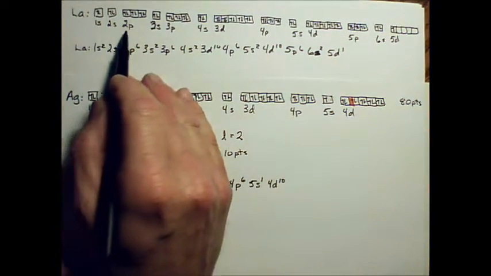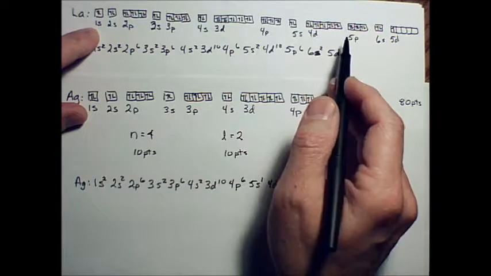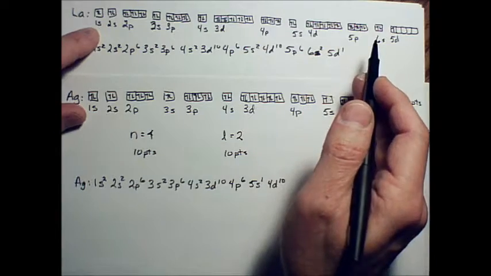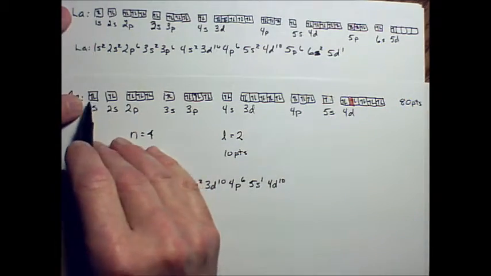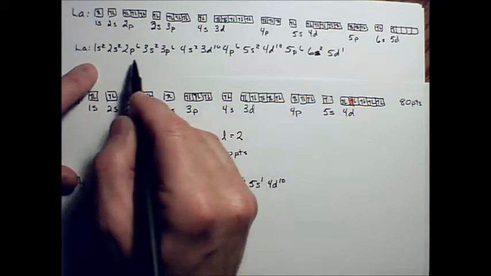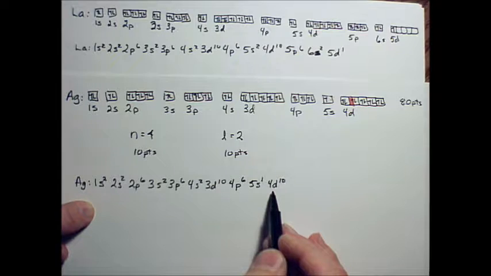There's no way to write a shorthand for orbital notation. There might be, but there's no acceptable way, let's put it that way. So when you're doing orbital notations, you have to do the whole thing all the way out. There is a shorthand way of writing electron configurations, however, and that's what I'm going to teach you next.